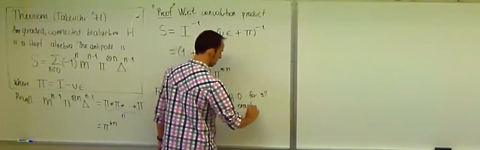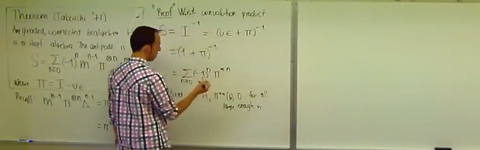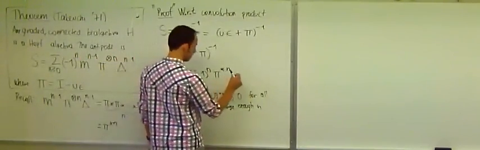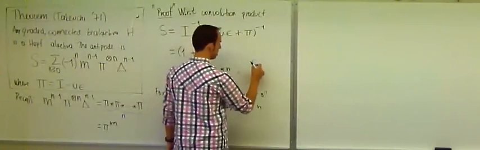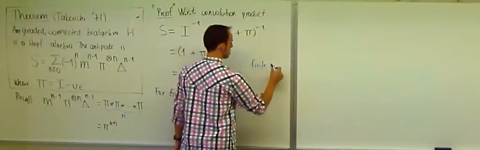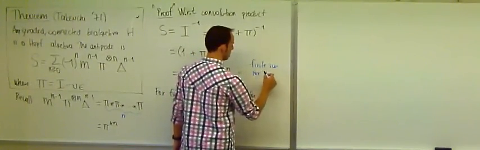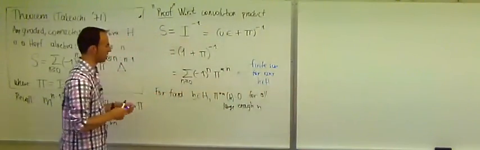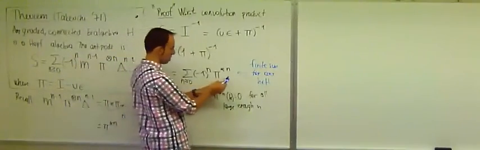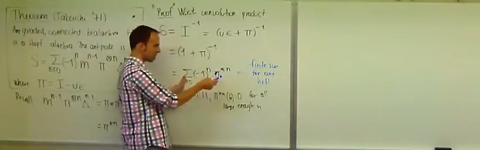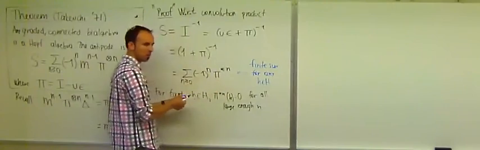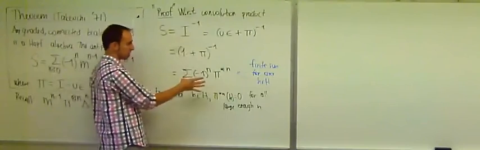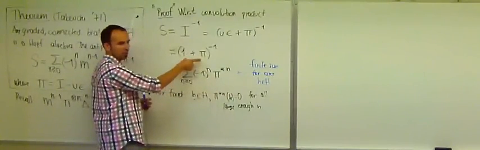This is what we remarked last time. And so this is actually a finite sum for any particular element of the Hopf algebra. If you plug in h for a particular h, eventually all of these terms are going to be 0. You get a finite sum. And so to check that the inverse of this is this, all you have to do is just multiply this thing by 1 plus pi and show that you get 1.